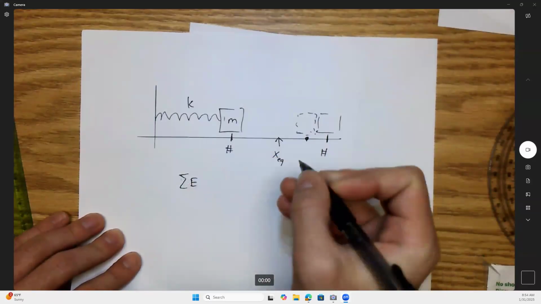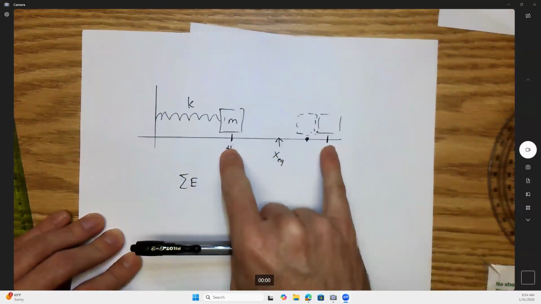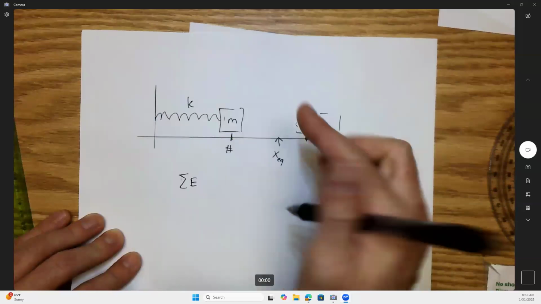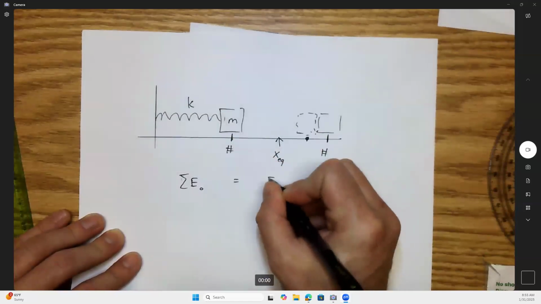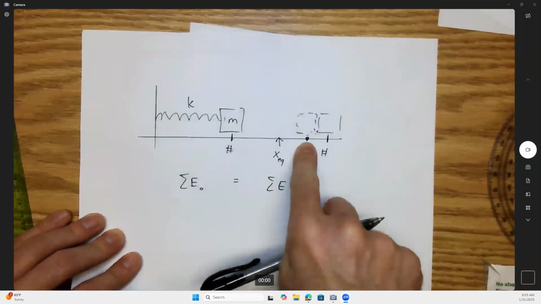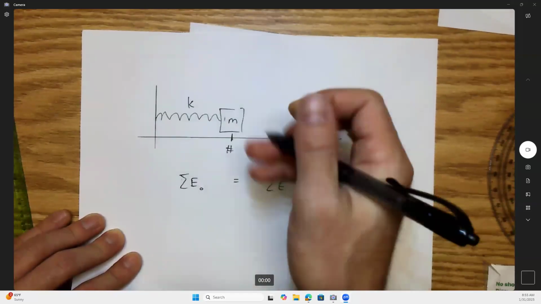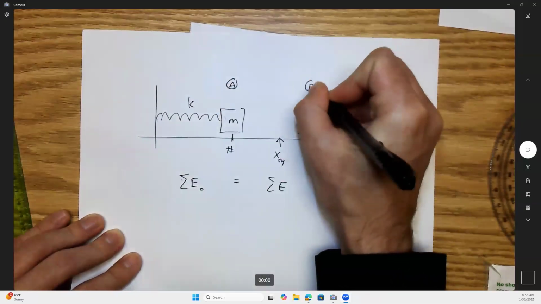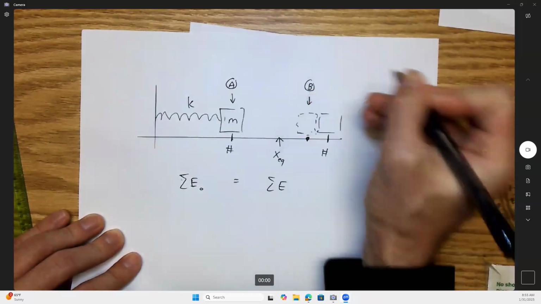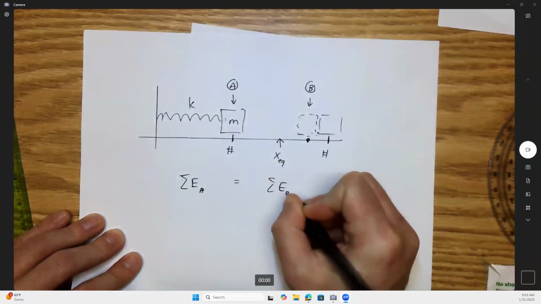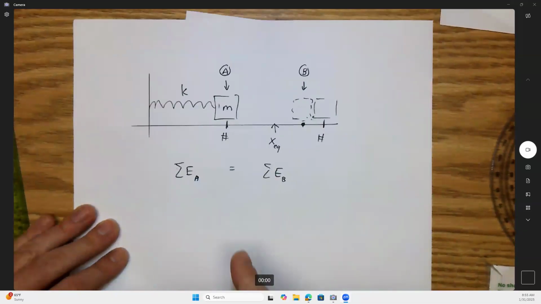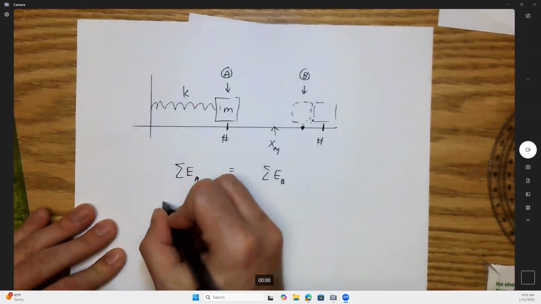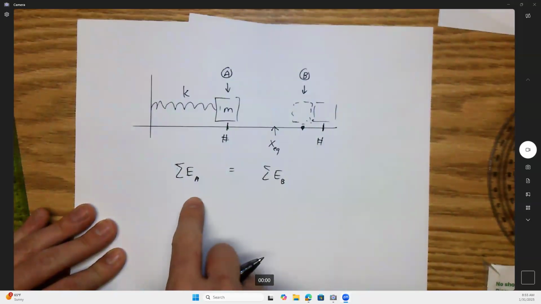Sum of energy at, let's say, either one of these maximum points, where all the energy is in the spring. It could be either one. Is equal to the sum of the energy at this special point right here. Call this point A and call this point B. So here's point A right there, and there's point B right there. So let's hit point A. Could you say that all the energy is where at point A?